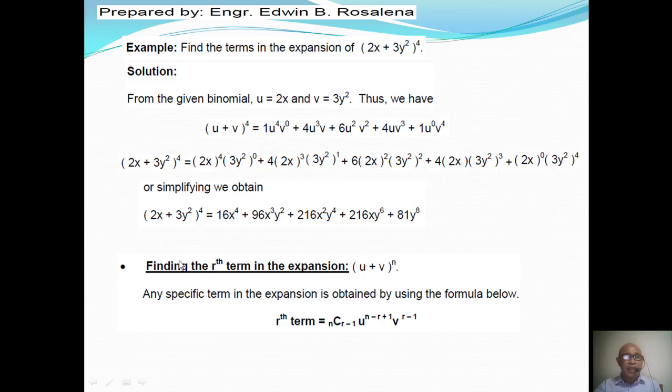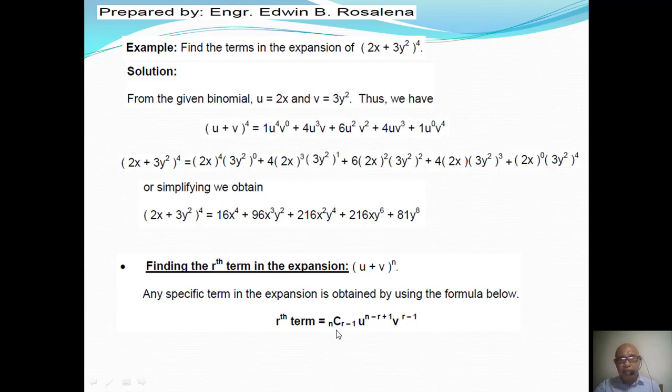So, this is finding the rth term in the expansion of u plus v to the power n. So, u plus v to the power n and find the rth term. This is our formula for the rth term. Meaning r, that means if you have this n, any term, second term, third term, fifth term, eighth term, rth term, this is the formula. nCr minus 1, u to the power n minus r plus 1, v to the power r minus 1.